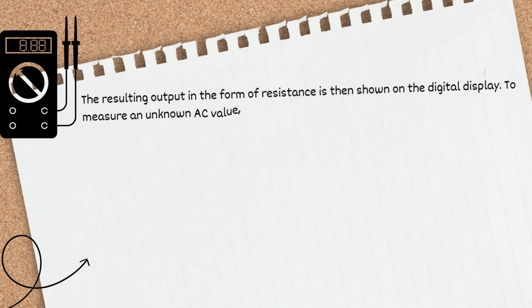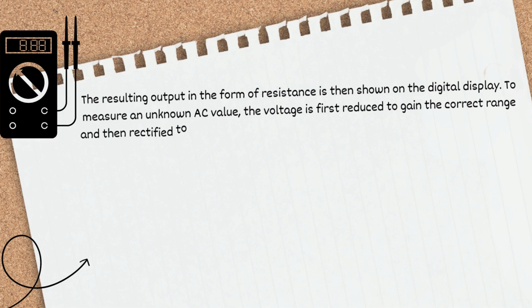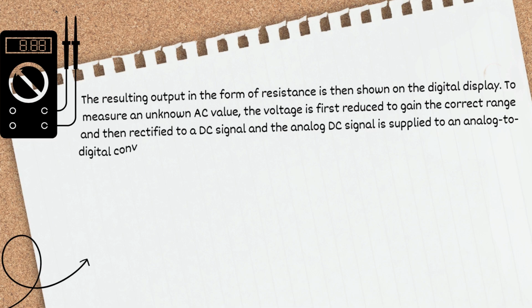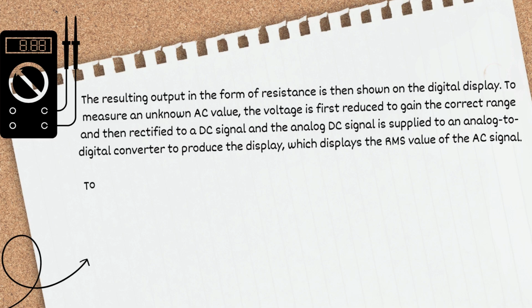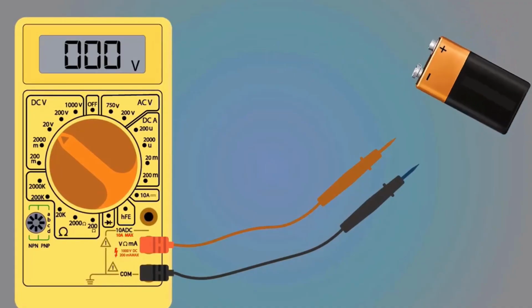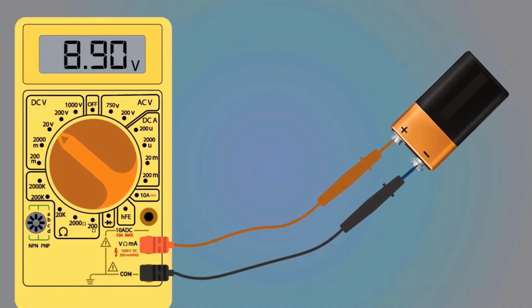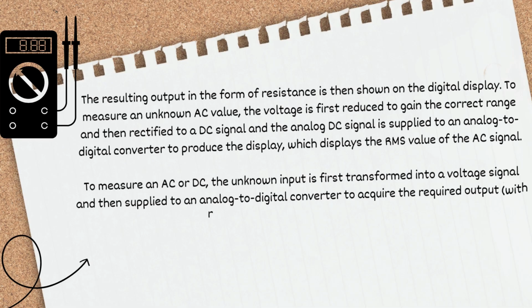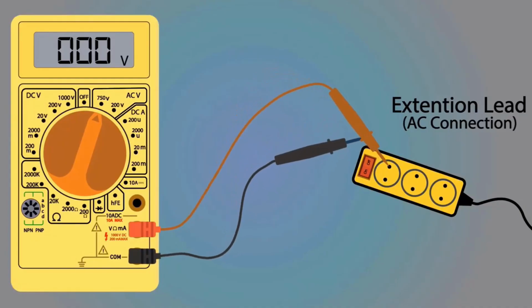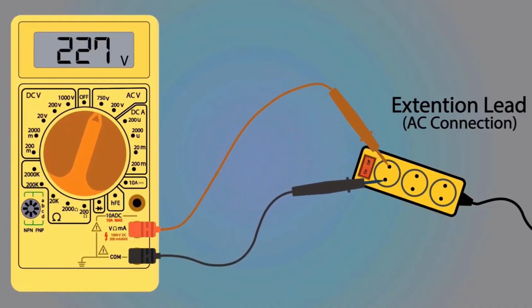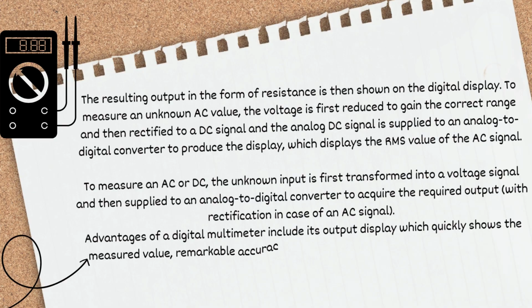To measure an unknown AC value, the voltage is first reduced to gain the correct range and then rectified to a DC signal, and the analog DC signal is supplied to an analog to digital converter to produce the display, which displays the RMS value of the signal. To measure an AC or DC, the unknown input is first transformed into a voltage signal and then supplied to an analog to digital converter to acquire the required output, with the rectification in case of an AC signal.